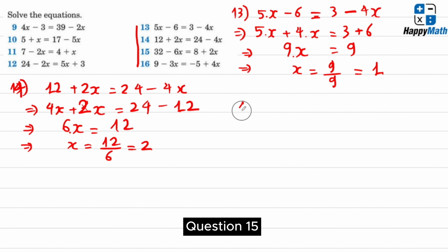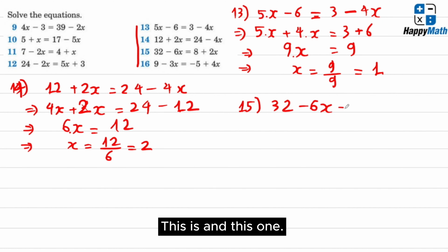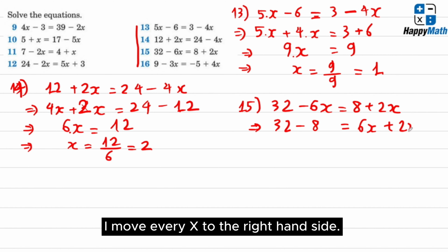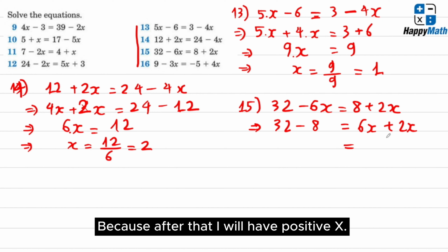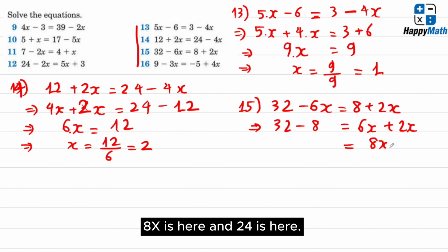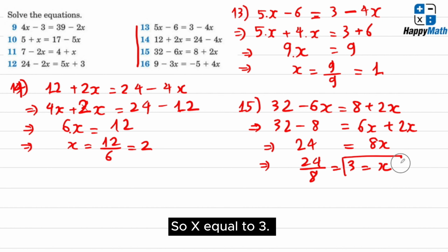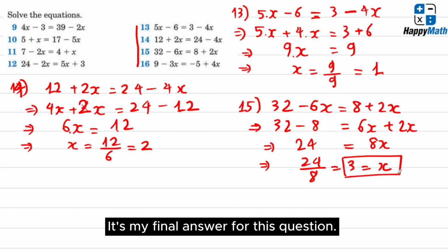Okay, question 15. This is, and this one, and 8 plus 2x. So I will move it like this. Minus 6 moves to the right. I move every x to the right-hand side because after that I will have positive x. 8x here, 24 here, and then you got 24 divided by 8 becomes 3 equal to x. So x equal to 3 is my final answer for this question.